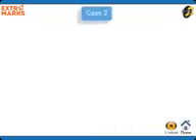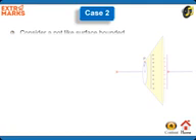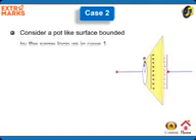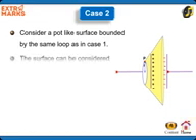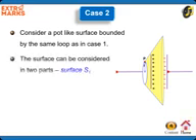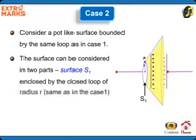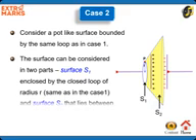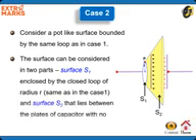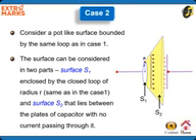In the second case, he considered a pot-like surface bounded by the same loop as in case 1. The surface can be considered in 2 parts: surface S1 enclosed by the closed loop of radius r, and surface S2 that lies between the plates of the capacitor with no current passing through it.